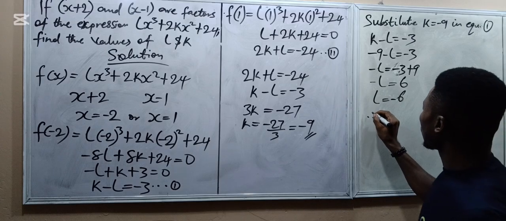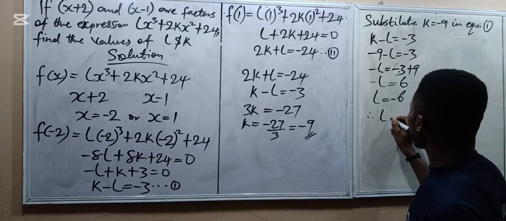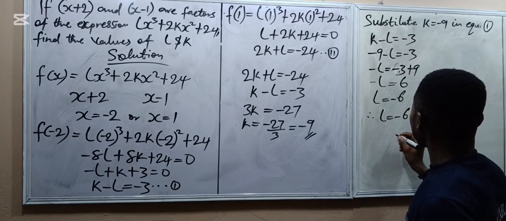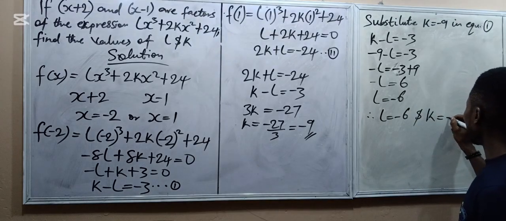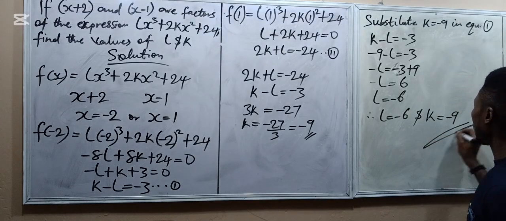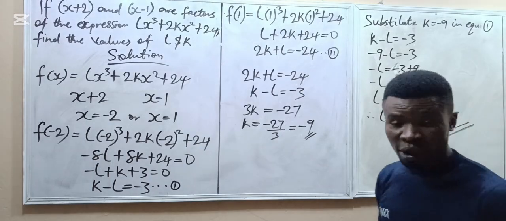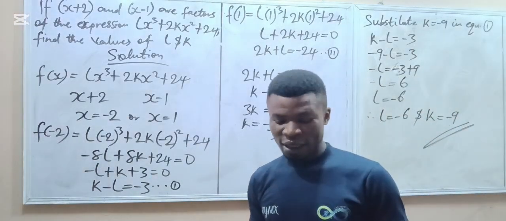So therefore, L is equal to minus 6 and K is equal to minus 9. C'est fini.